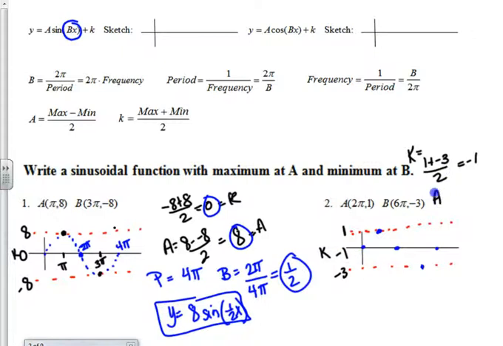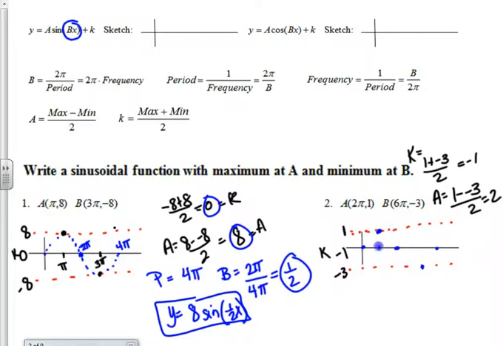And then the amplitude is basically the distance from the midline up to the upper line or the lower line. So our A value is our max minus min, excuse me, 1 minus negative 3, cut in half. So that's 4 cut in half, which is a 2. So the A value is a 2. We'll come back to that in a second.